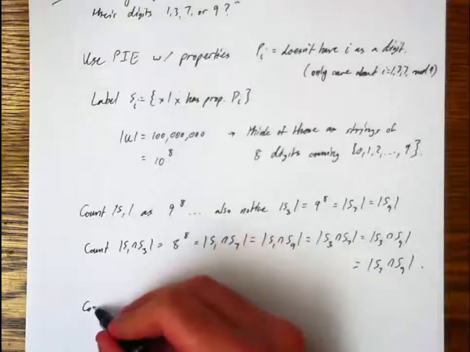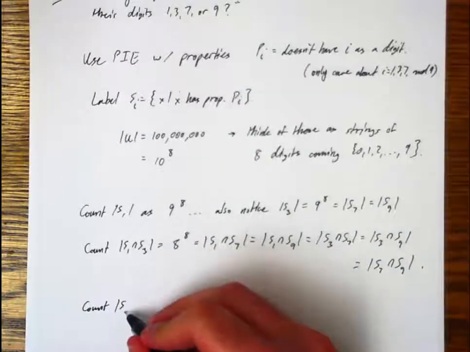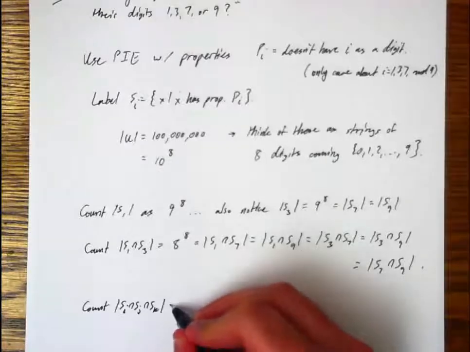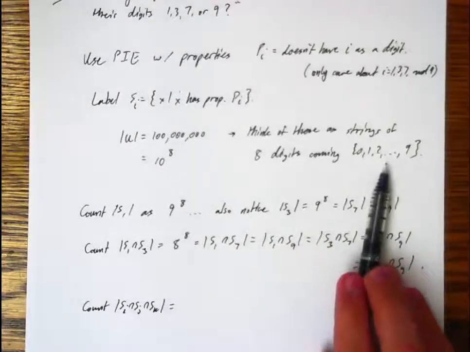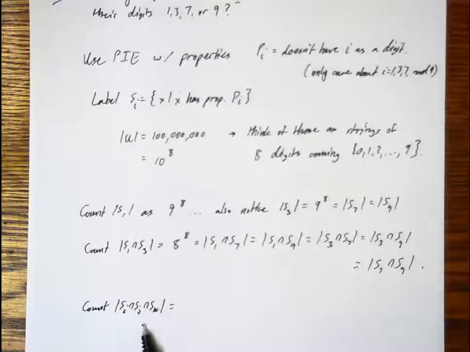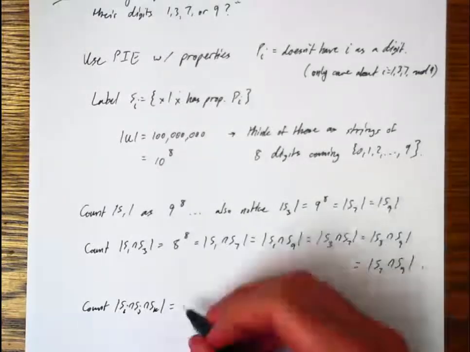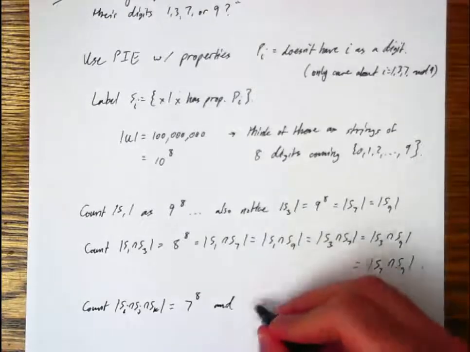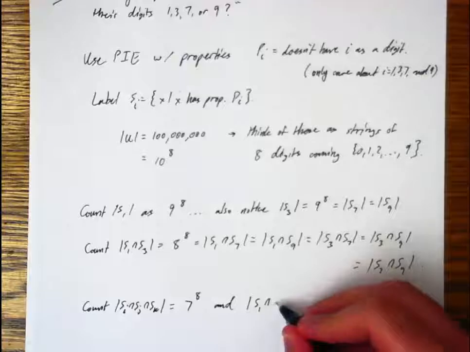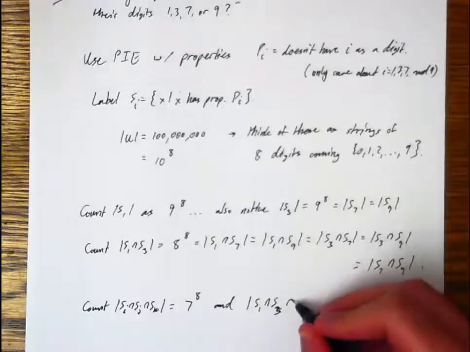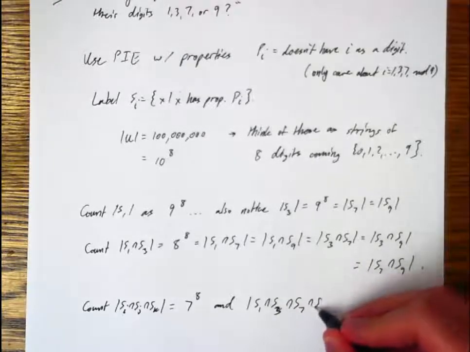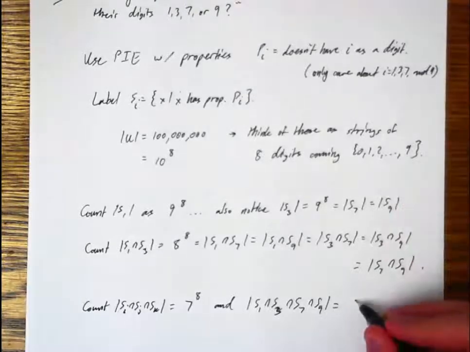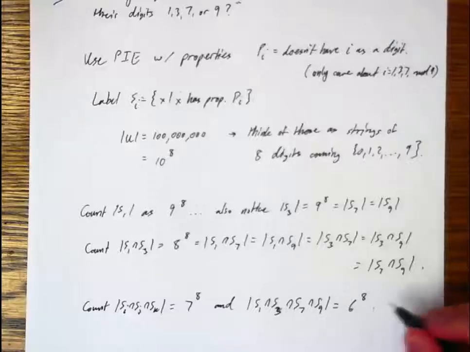And one more. We'll count the triple intersections, and I'll just denote them SI, SJ, and SK, because I'm using the same idea. I'm removing, instead of 2 now, 3 digits from that set. And that'll leave me 7 choices for my 8 digits. And then the final quadruple intersection is S1, S3, S7, and S9. I removed 4 numbers from that set, so I have 6 choices for my 8 digits.